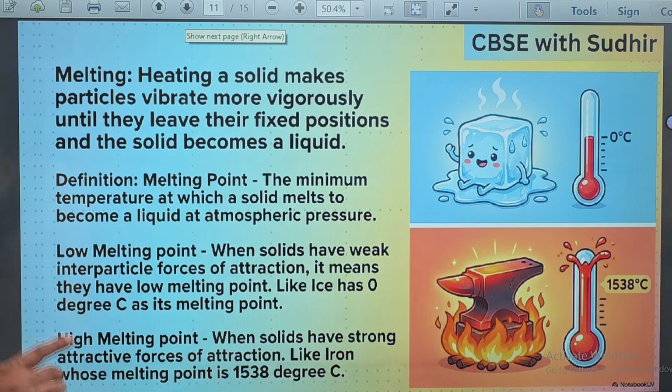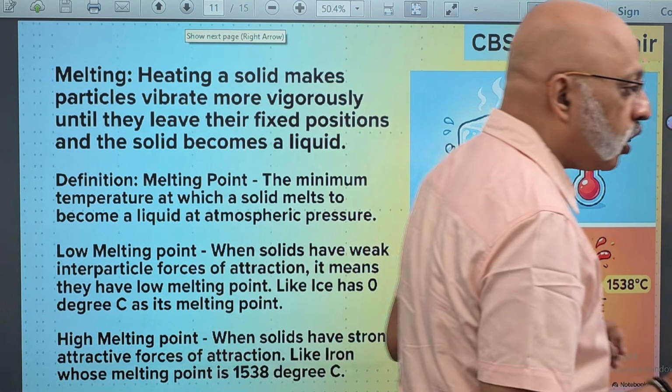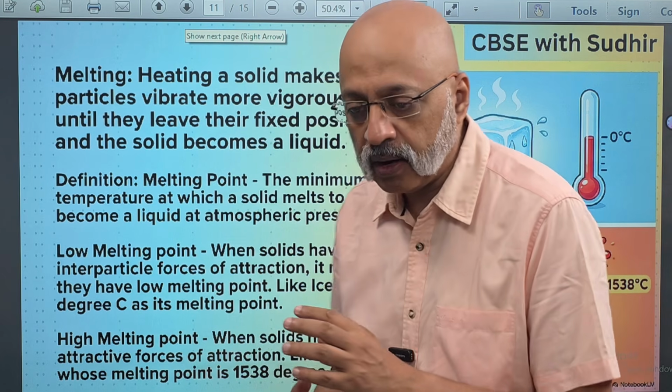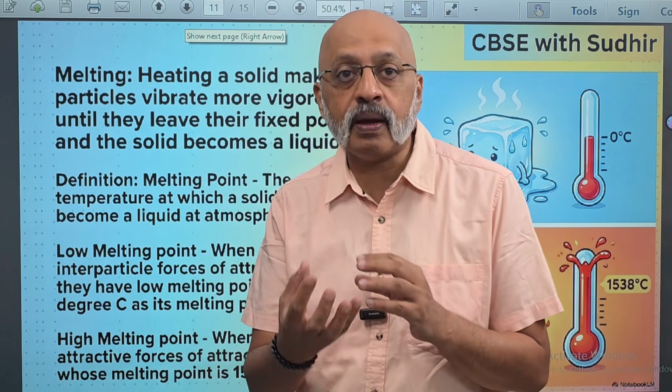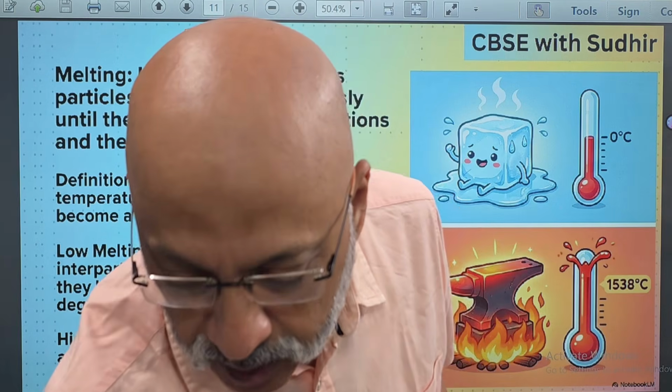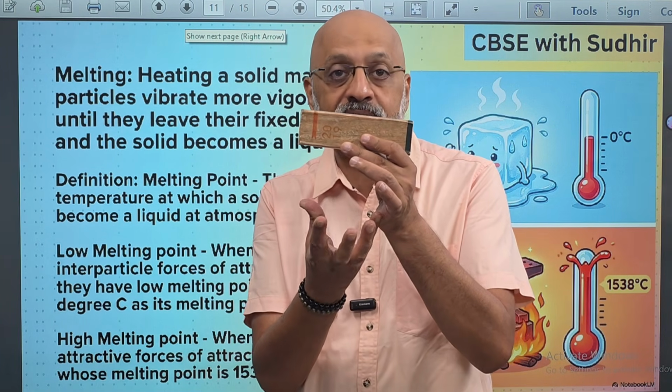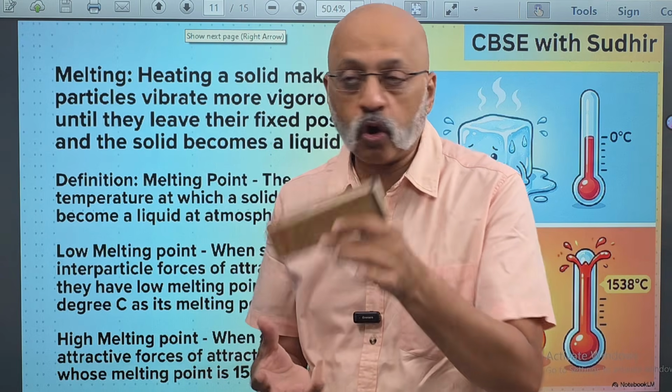Now, let's come to the concept of melting. What happens when solids are melted? Heating a solid makes particles vibrate more vigorously. So when you apply fire, when you increase the temperature on a solid, for example, if I start heating it up, what will happen to this block of wood?